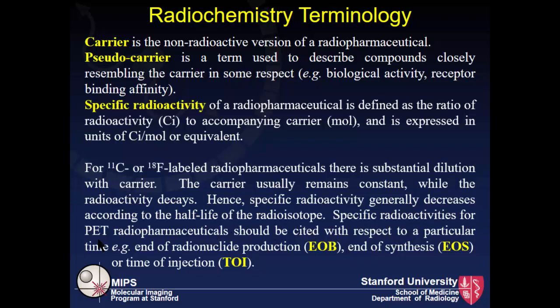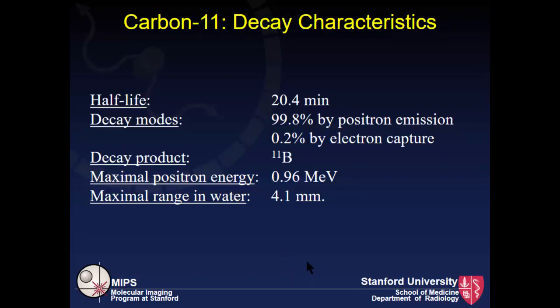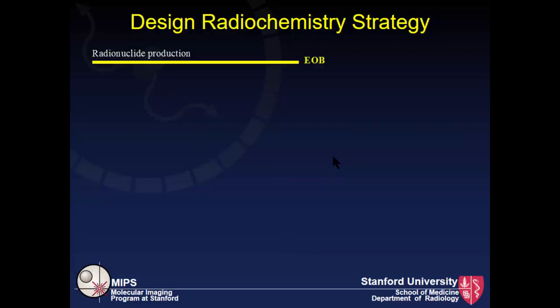As we describe PET radiopharmaceuticals with respect to specific radioactivity, we have to keep in mind everything is related to a specific time. So the specific activity can be described at the end of bombardment, in the synthesis, or at time of injection. For carbon-11, we have a fairly short half-life, 20 minutes.